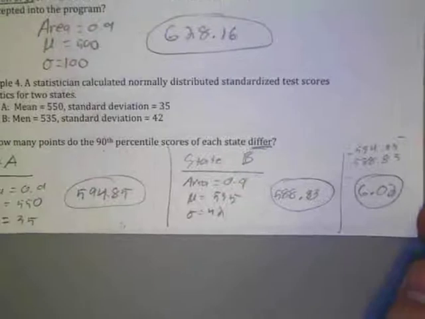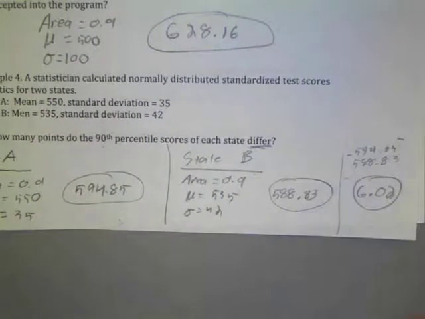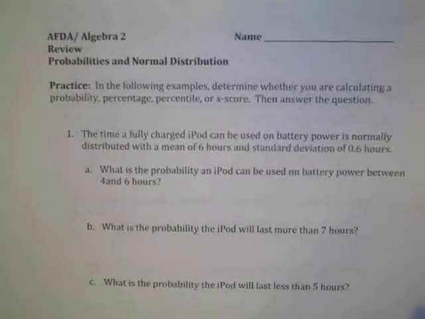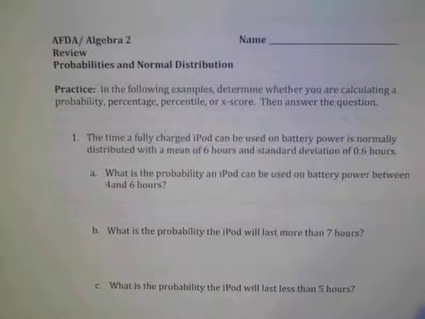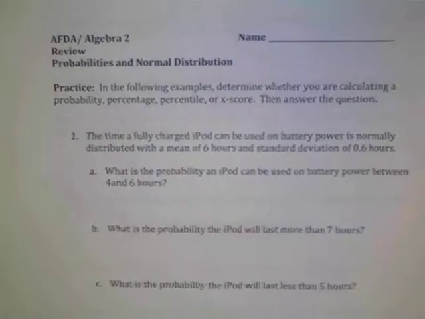So go take a minute, look at this, and you can pause the video. All right, so the next thing you have in your packet is a probability and normal distribution review. I want you to go ahead and continue working on this. It should just be the next page in your packet. It combines everything we've done in the past couple days. Guys, you're awesome. Keep it up.